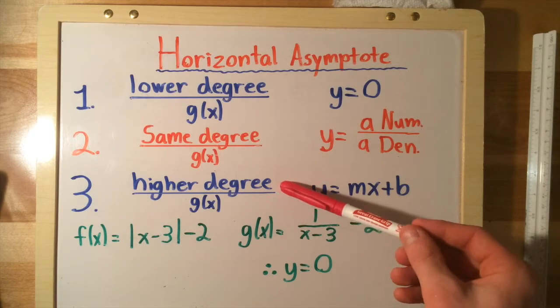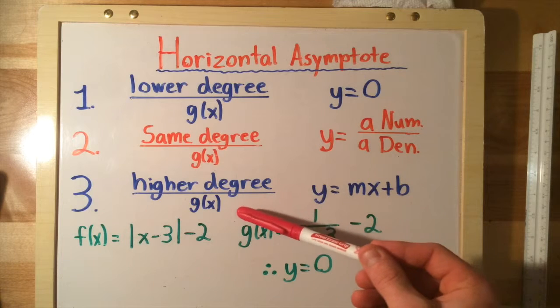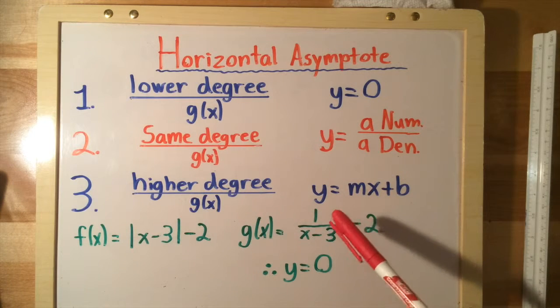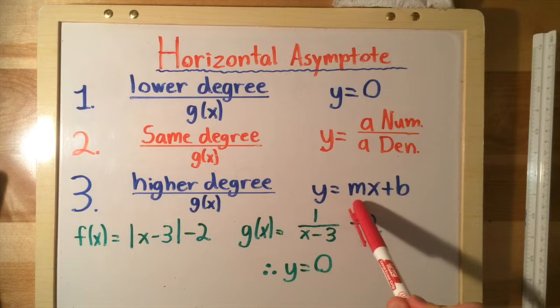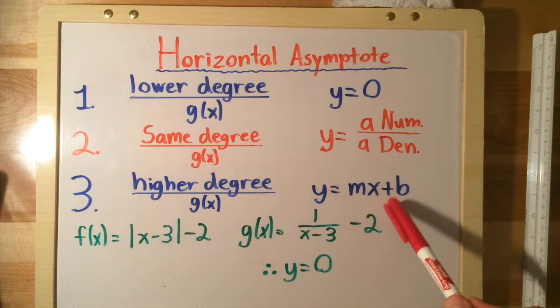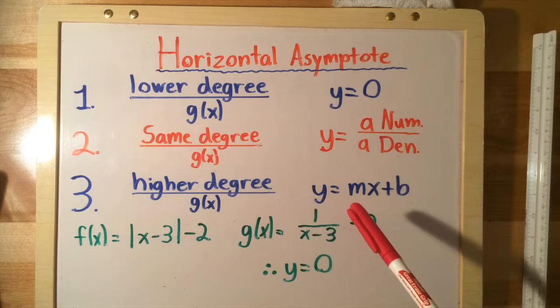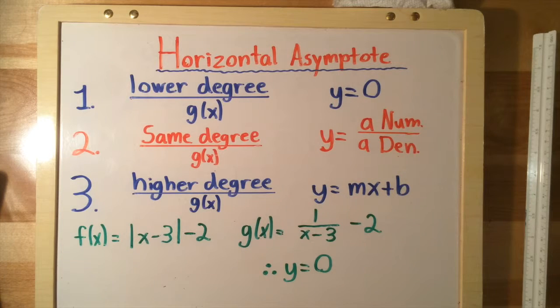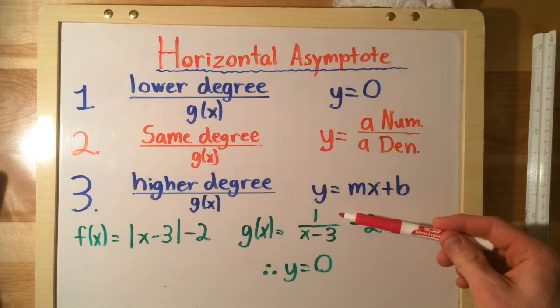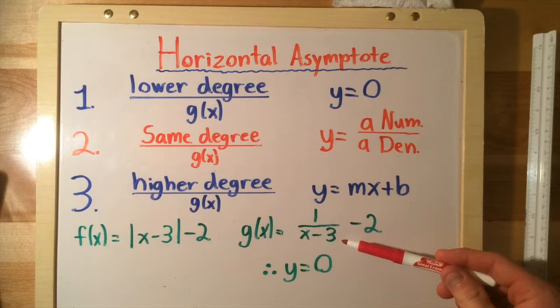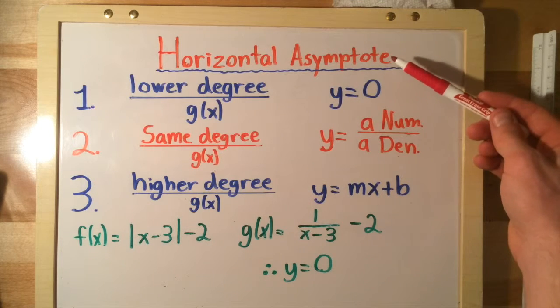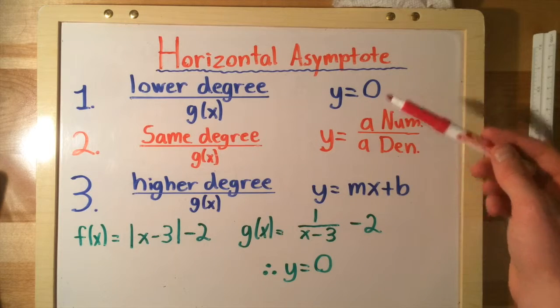If the degree of your numerator is higher than the degree of your denominator, then your horizontal asymptote is y equals mx plus b. You must use the factor theorem to solve for the quotient. The quotient would then become your horizontal asymptote. When we are looking at our reciprocal function, g of x, we can tell that the numerator has a lower degree than the denominator. Therefore, our horizontal asymptote is y equals 0.